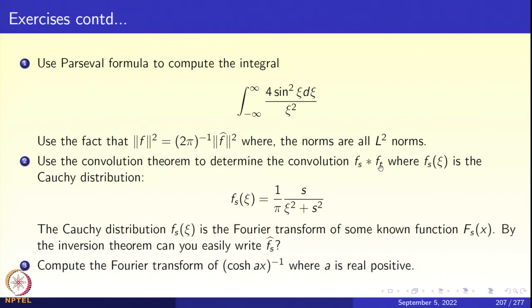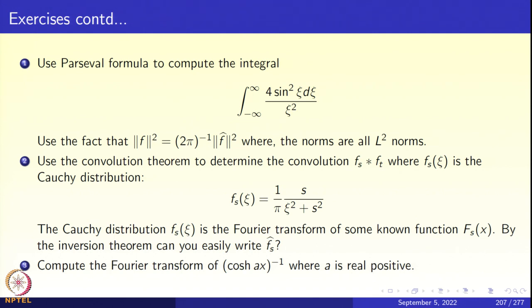So, you take the convolution of fs and ft and take its Fourier transform. The convolution theorem says it is fs hat times ft hat. But fs hat is going to be e to the power minus s mod x, ft hat is going to be e to the power minus t mod x, and so the product is going to be e to the power minus s plus t mod x, and then we need to take the inverse Fourier transform. That is what will give you the convolution fs star ft efficiently. Trying to directly use the definition of convolution to compute the integral is going to be messy, but you could try it and see whether you get the same result.